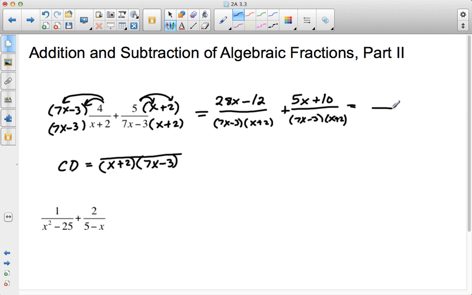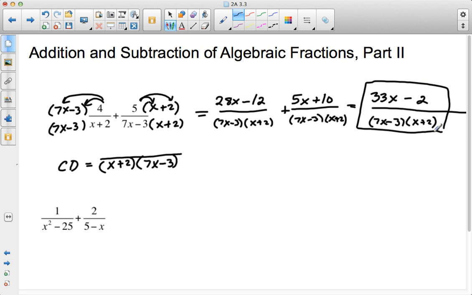Now I can go ahead and add everything together under that common denominator of 7x minus 3 times x plus 2. And that's going to get me 28x plus 5x, which is 33x. A negative 12 plus 10 is negative 2, so 33x minus 2. And that's my answer.